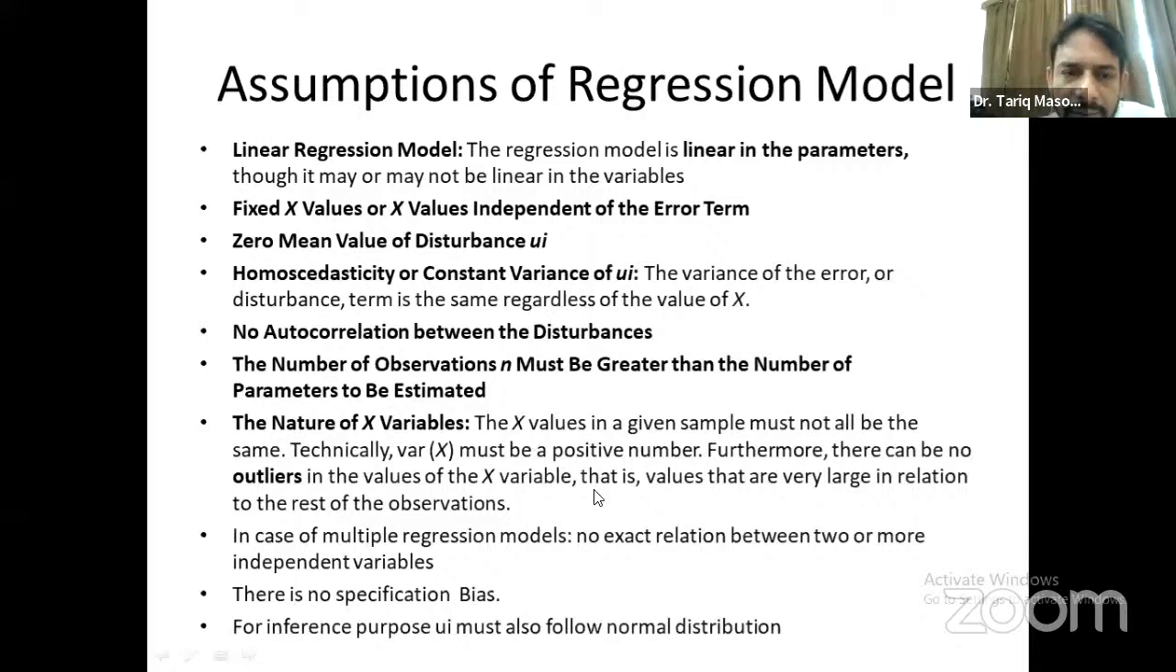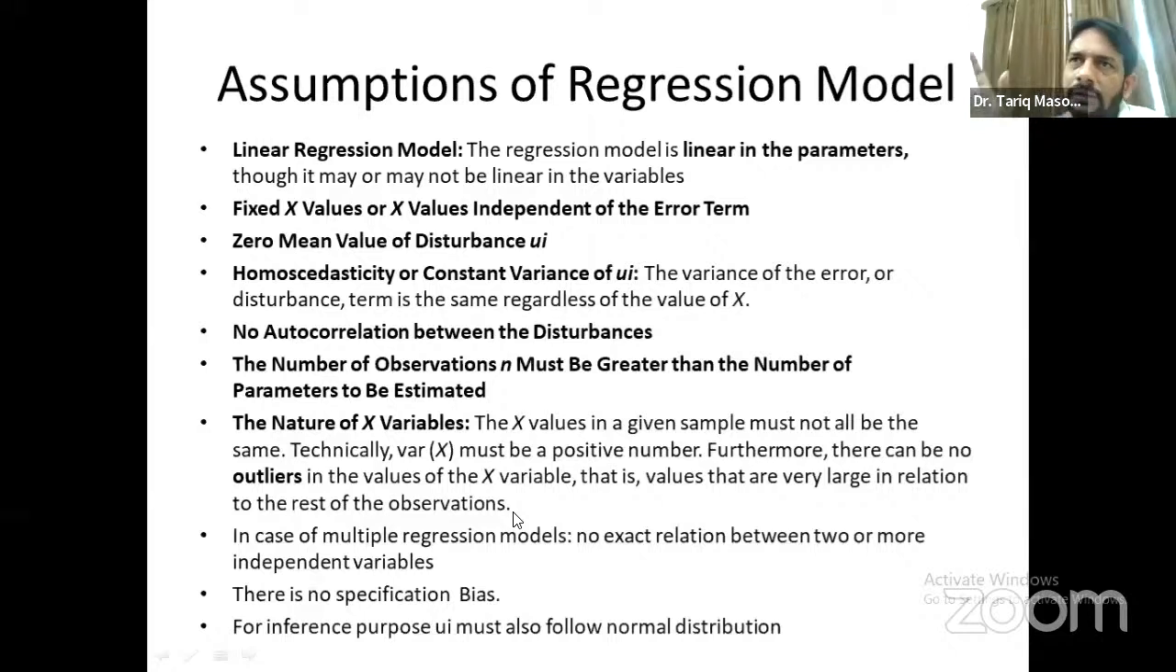This is needed. Technically, the variance of x must be a positive number. Until and unless the variance of x is positive, there is no relation. Further, there can be no outliers in the values of the x variable, that is, values that are very large in relation to the rest of the observations. There should not be extreme observations.